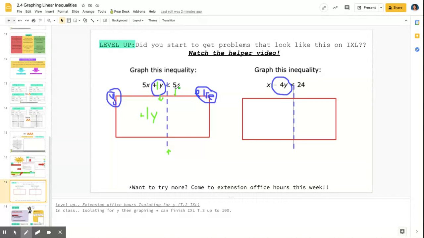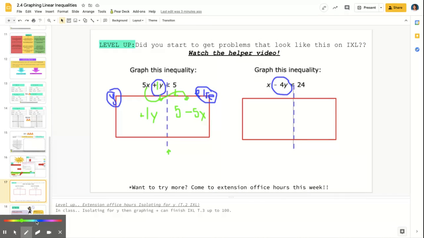So first I'm going to start by bringing down this 5. But I also have to bring over this 5x. And see how I'm crossing over that middle line? When I cross over, I need to change the sign. So this was a positive 5x. It is now going to become a negative 5x.